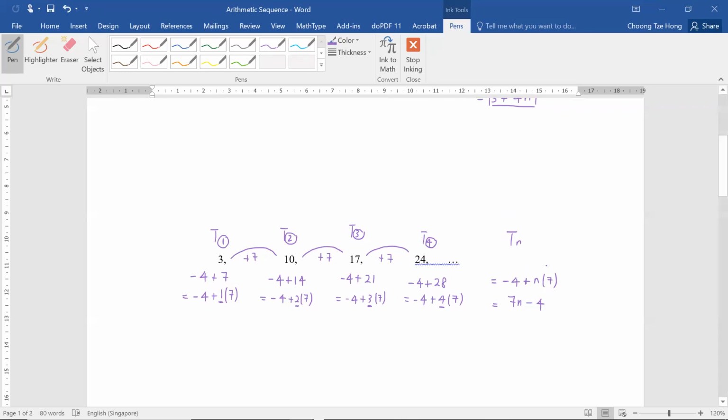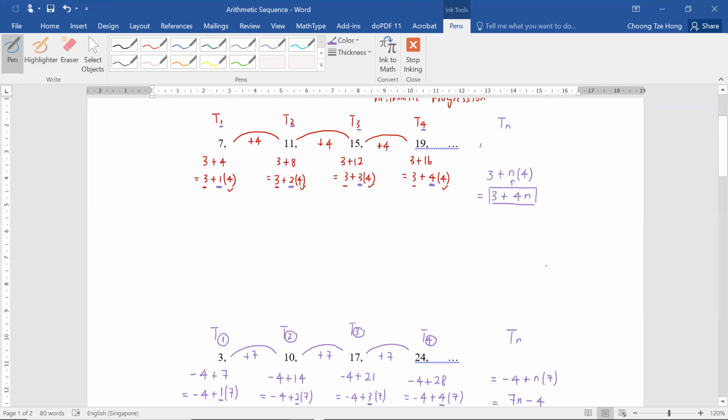All right. Now I'm going to teach you a method to generate this very easily without having to break down the terms itself. Let's go back to the first one. The sequence is 7, 11, 15, and 19. The first thing you look at is the common difference. It's +4, +4, +4. What we want is the expression for the nth term. So the moment you see +4, +4, +4, you can write down 4n already.